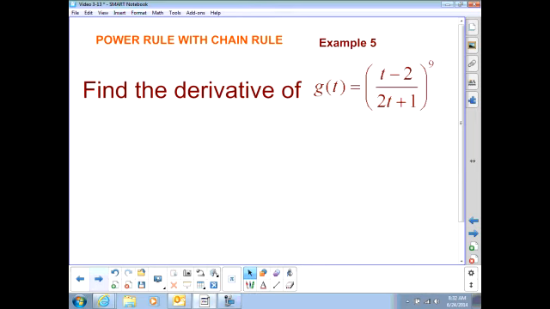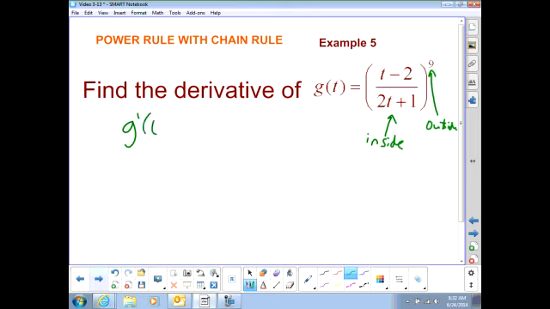So now we're going to look at a chain rule that will involve quotient rule. The raised to the ninth is your outside. The t minus 2 over 2t plus 1 is your inside. So our derivative, g prime of t, we'll do our outside, our regular power rule. So we'll have 9 times t minus 2 over 2t plus 1, keeping the inside the same, now raised to the 8th.